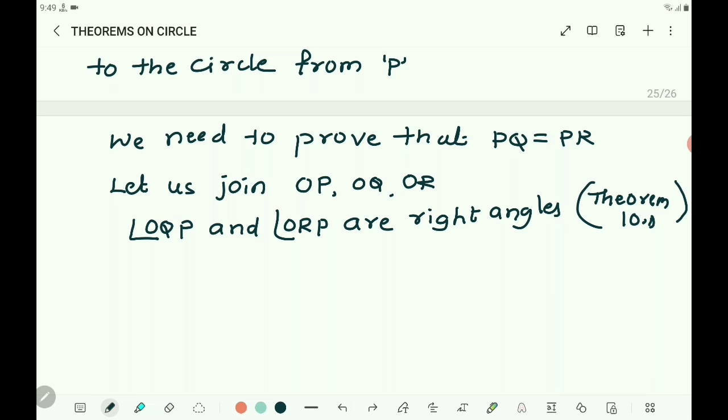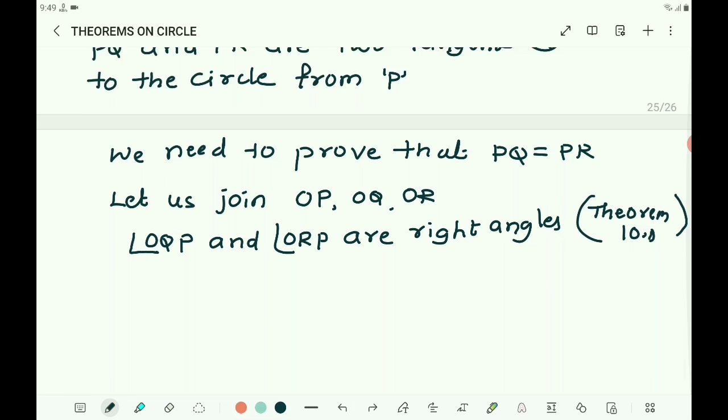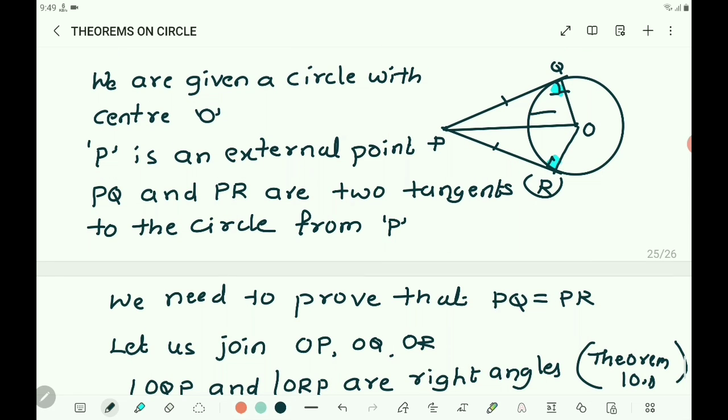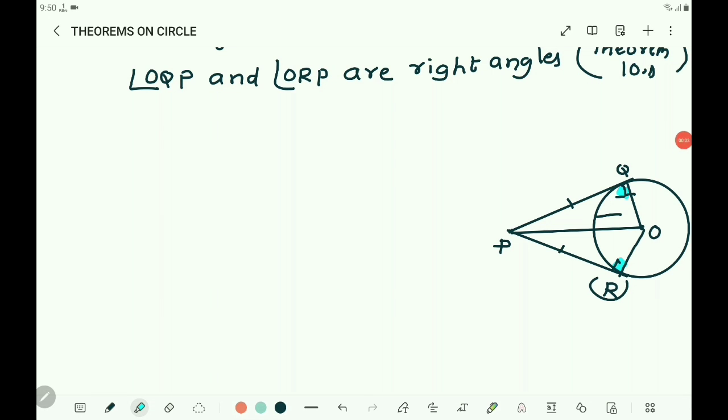Now, take triangle OQP and triangle ORP and prove that they are congruent triangles. How will you prove that two triangles are congruent? According to any one of the congruence rules, we have to prove that the two triangles are congruent. If you prove triangle OQP is congruent to triangle ORP, then naturally you will get PQ is equal to PR.